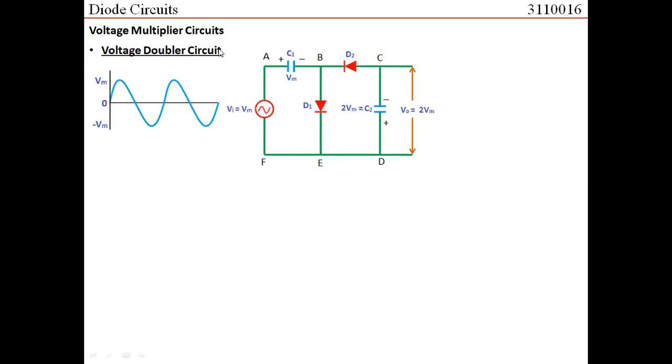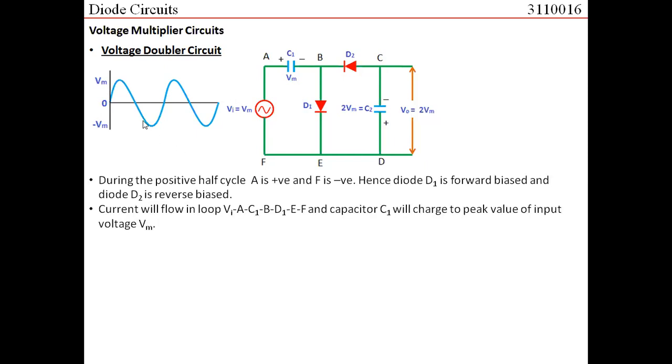For the ease of understanding this circuit, I have labeled different positions in the circuit as A, B, C, D, E, and F. Let us start understanding this. During the positive half cycle, terminal A would become positive and terminal F would become negative. We can immediately understand from this that diode D1 would become forward biased and D2 would become reverse biased.